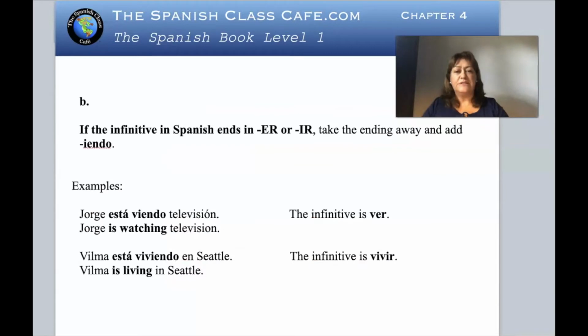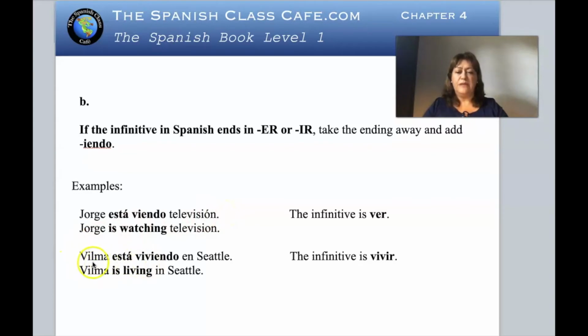Now let's get to the next chart, and I'm going to teach you how to change the ER and IR for an ing word. If we have the ER or IR infinitives, we again take the endings out and we substitute them with iendo. Same sentence here. If we use ver, that will be viendo. Jorge, third person. Jorge está viendo televisión.